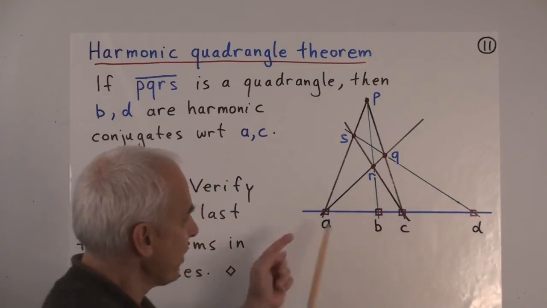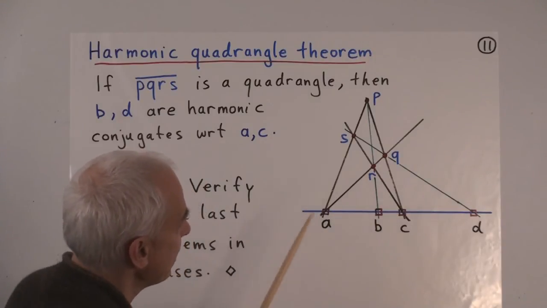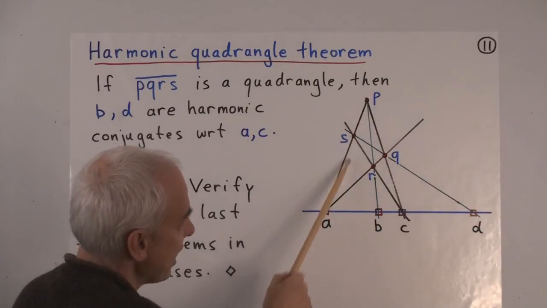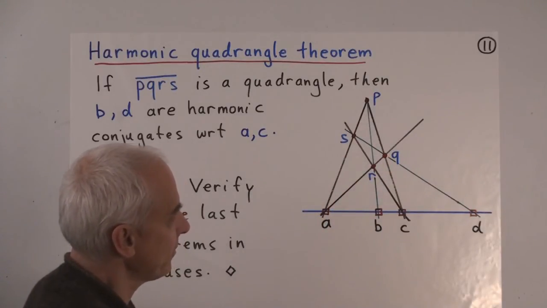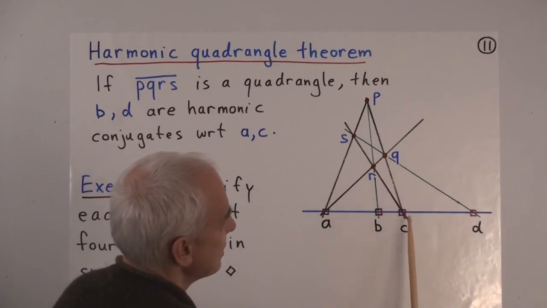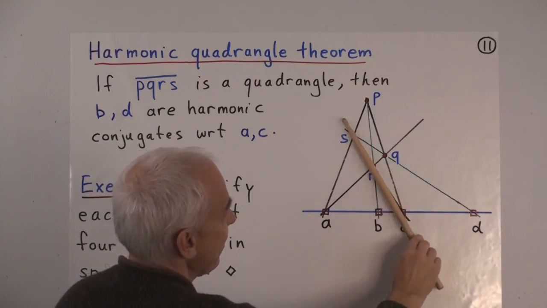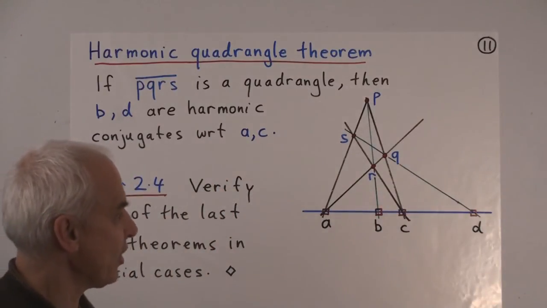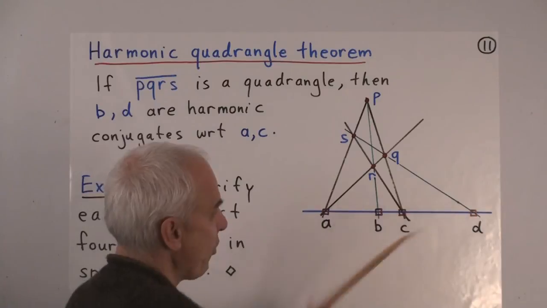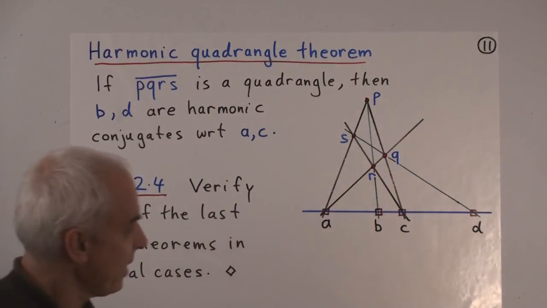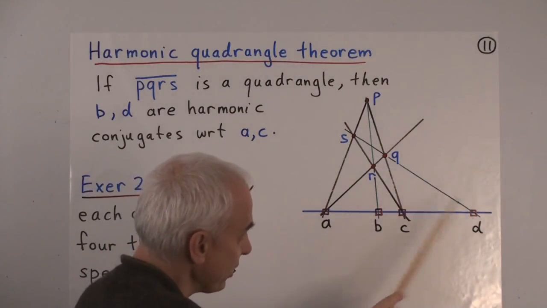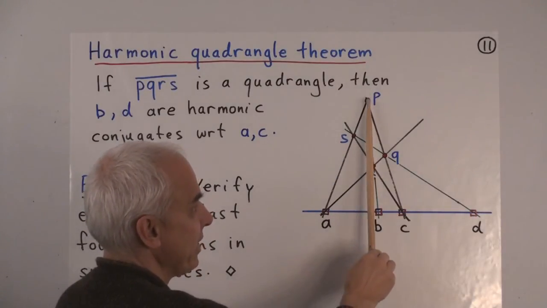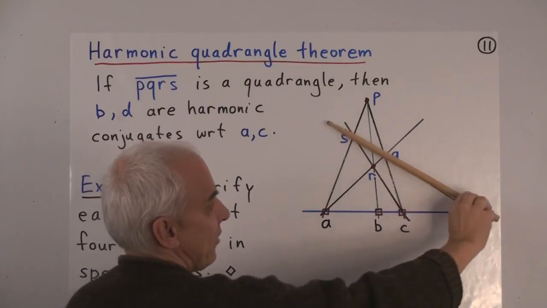What are these 4 points? Well, A is the meet of PS and QR. So 2 sides meeting at this point. C is the meet of SR and PQ, a meet of 2 other sides of the quadrangle. Those 2 points, A and C, form a line. And on that line we have 2 other points, B and D, which are obtained from the 2 other lines of the quadrangle, namely PR and SQ.